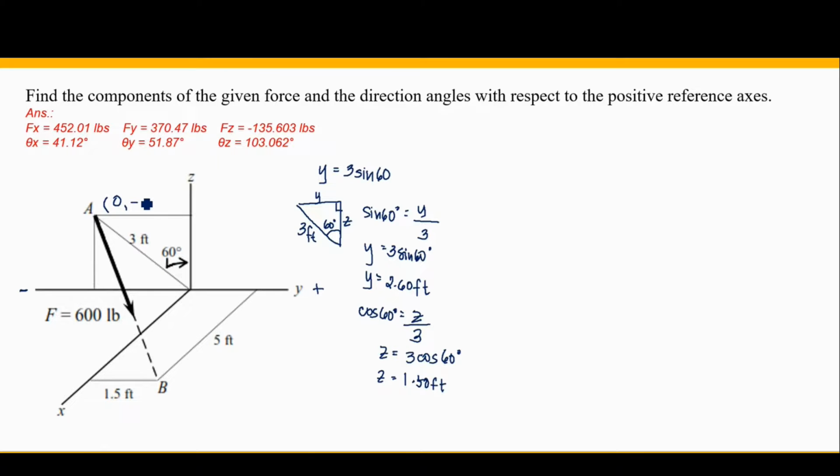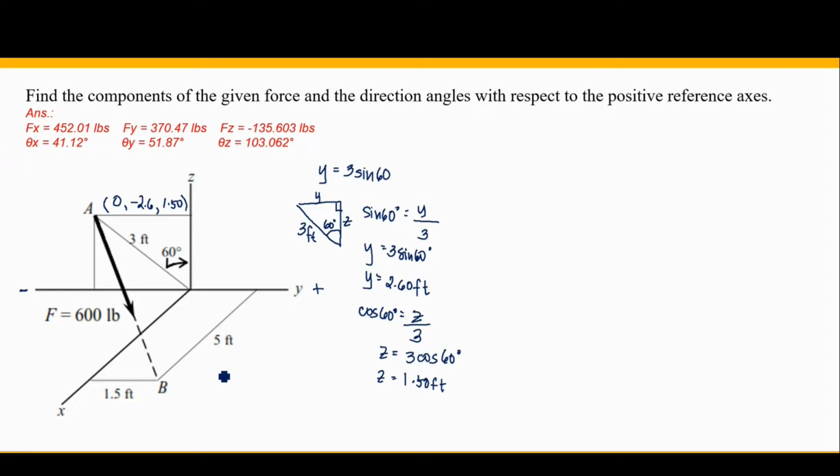Let's put it here. We have here negative 2.6. So why negative? This is our positive y-axis. Our point A is located here on the left part, which is opposite of our positive y. That's why we have negative 2.6 and then our z is positive. It goes upward. So we have positive 1.5.